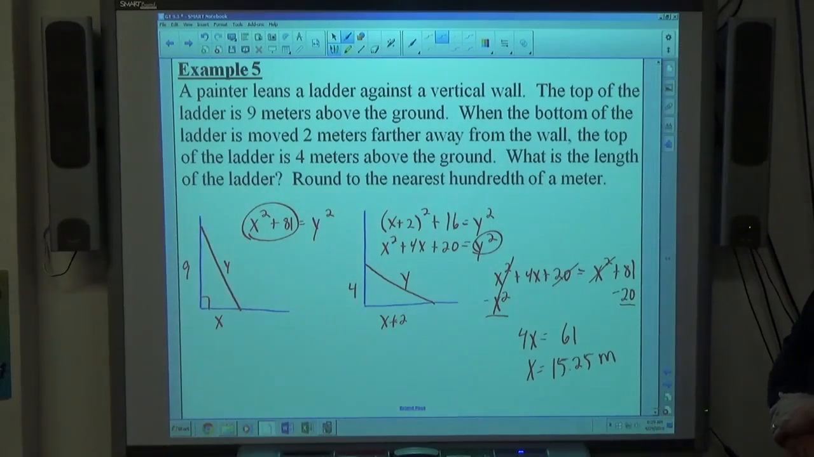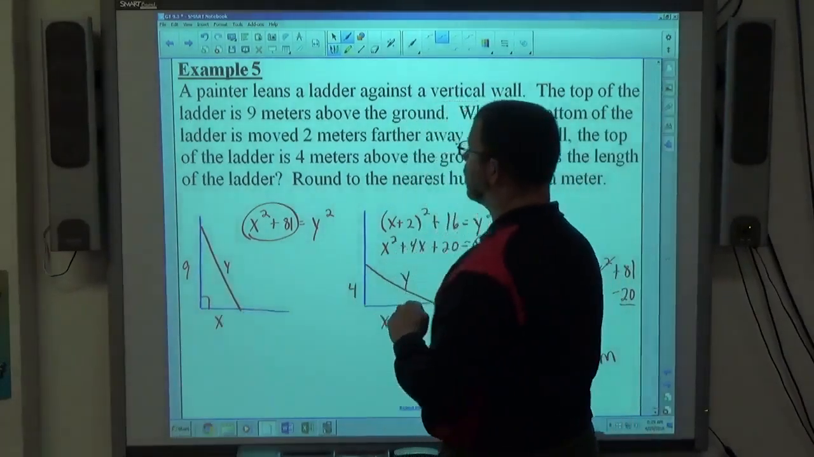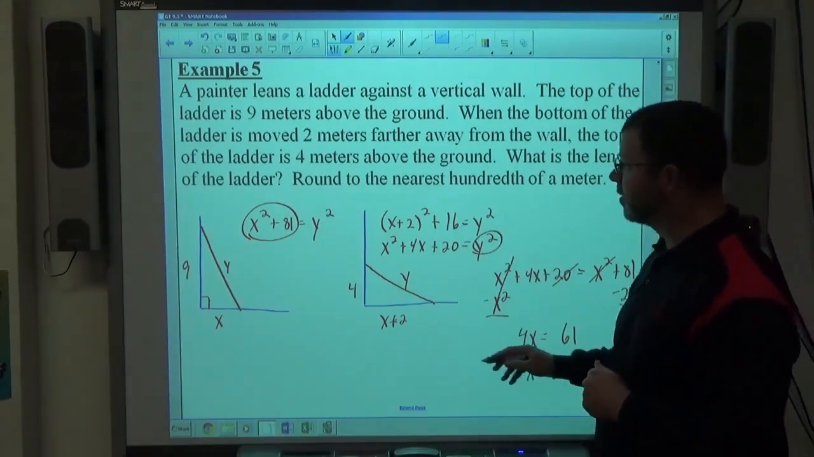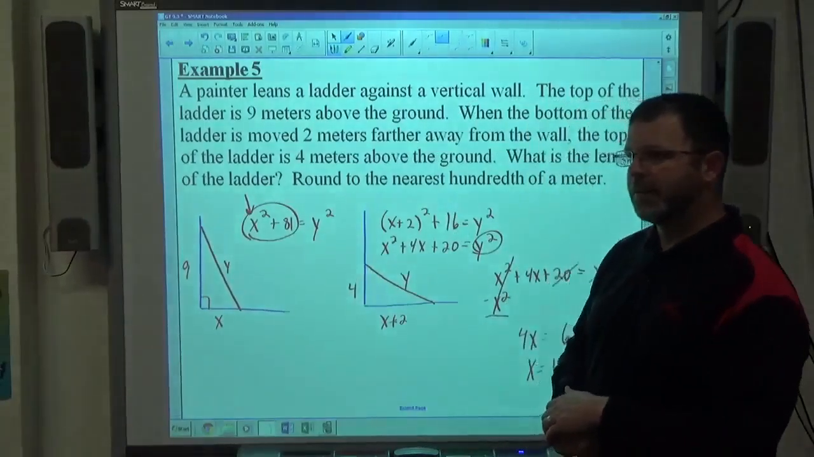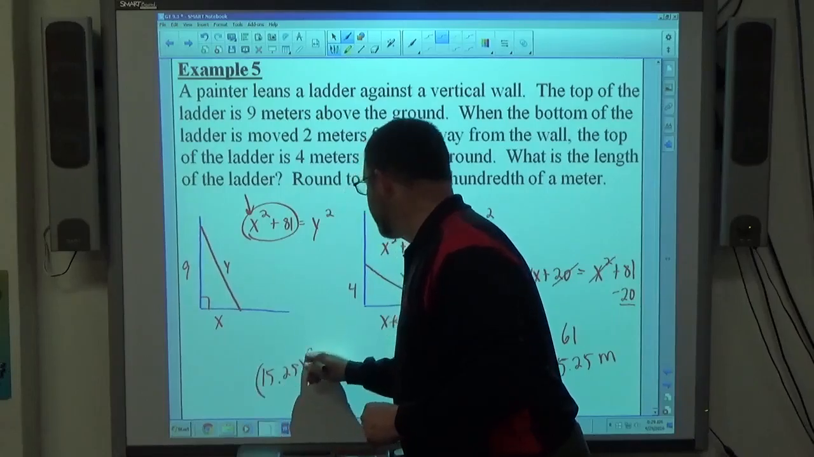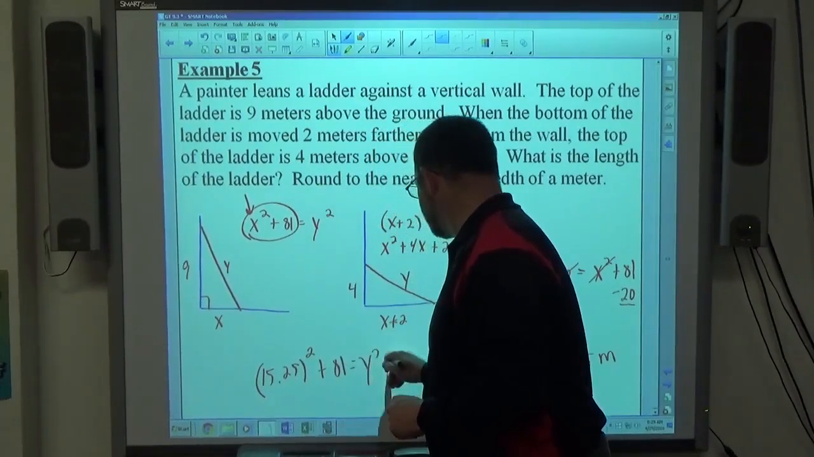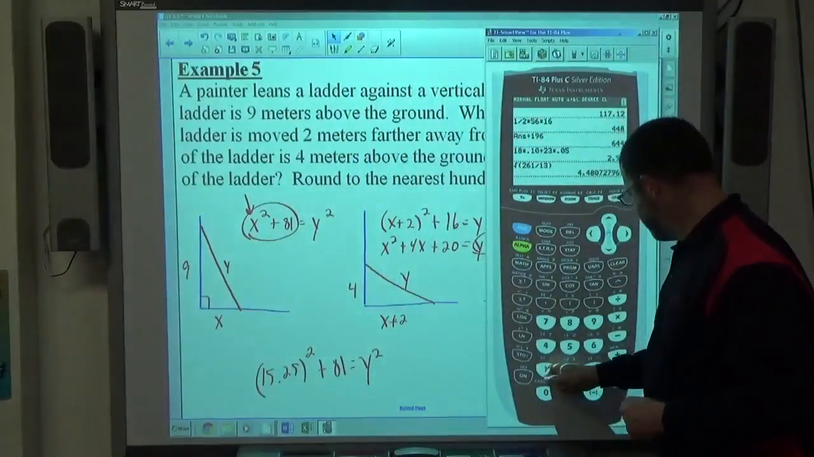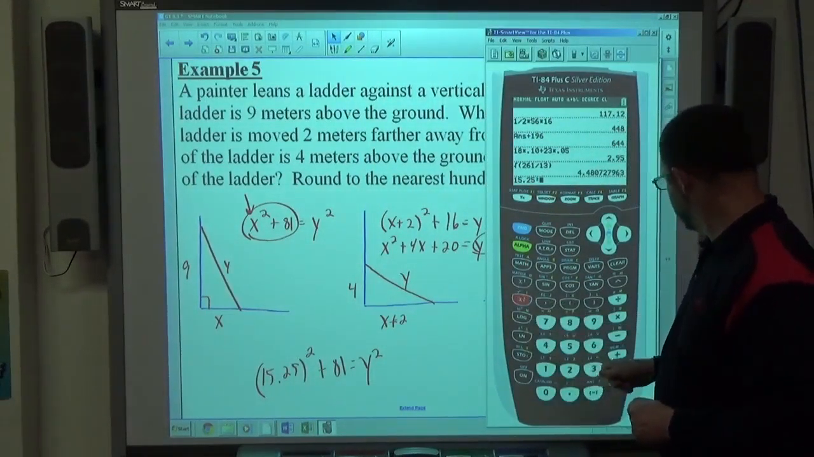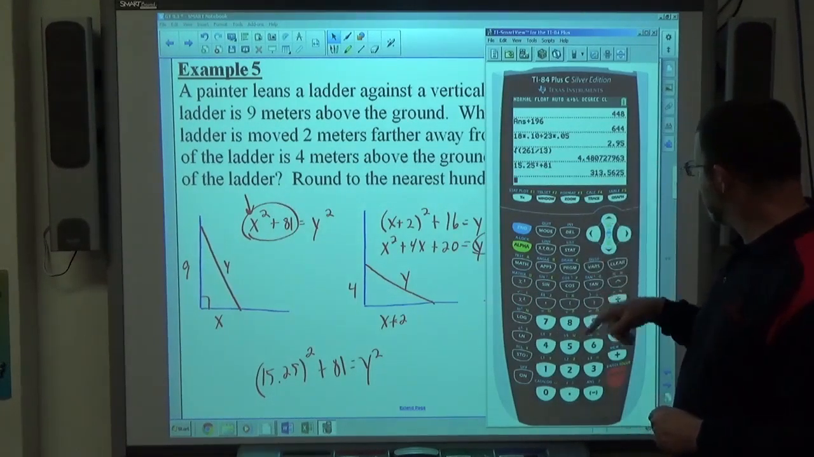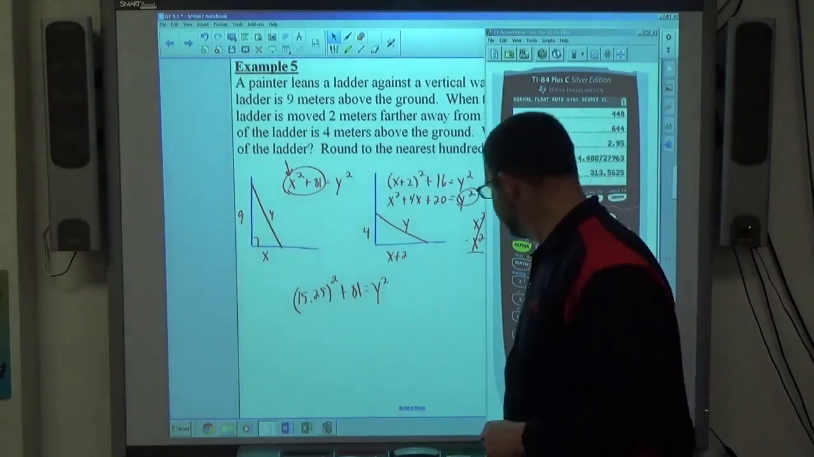Okay. What does x represent? It represents right here, right? That's what x is. It says, what is the length of the ladder? We're trying to find out what y equals. So once we figured out what x is, I just have to put the 15.25 there. So 15.25 squared plus 81 is equal to y squared. If I do 15.25 squared plus 81, it comes out to that number. So y squared is equal to 313.5625.